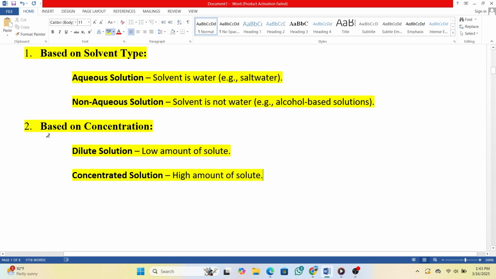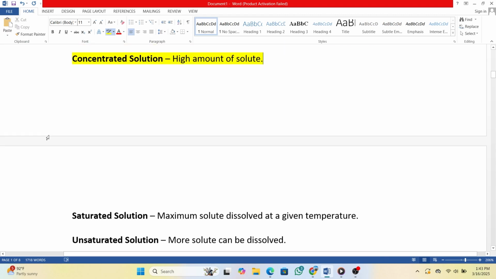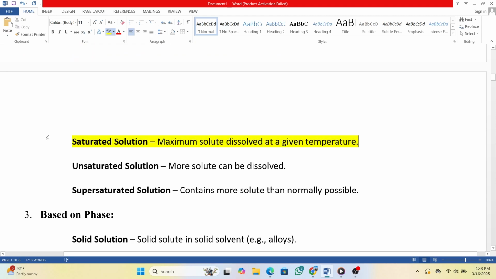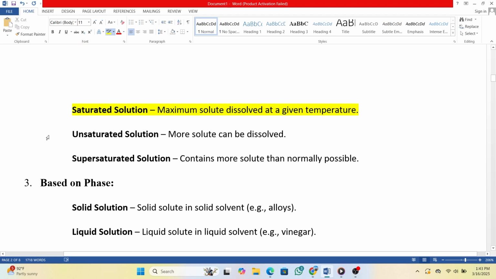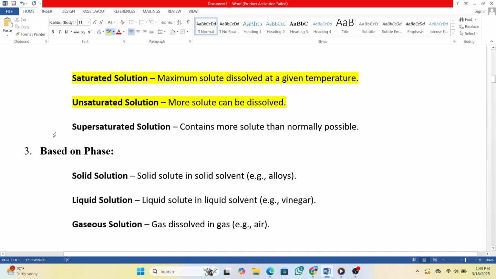Concentrated solution, high amount of solute. Saturated solution, maximum solute dissolved at a given temperature. Unsaturated solution, more solute can be dissolved. Supersaturated solution, contains more solute than normally possible.